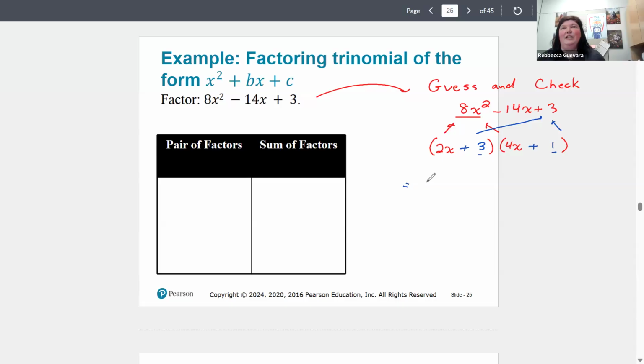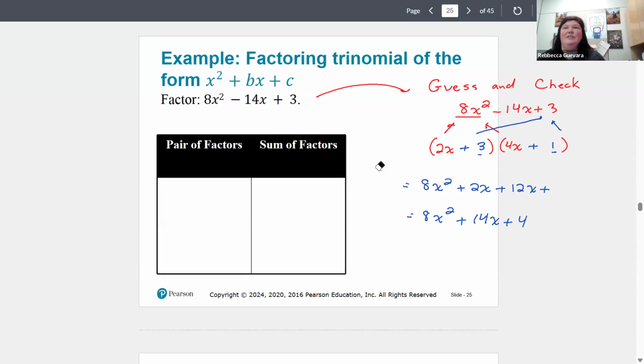So when I FOIL it out, we got 8x squared plus 2x. Already something is going wrong here. We got 3 times 4x, that's going to give me 12x. 3 times 1, that is going to give me 3. So already we guessed and checked it. And I actually guessed and checked this pretty well, to be honest. Well, that doesn't work. Oops, the last term should be 3.